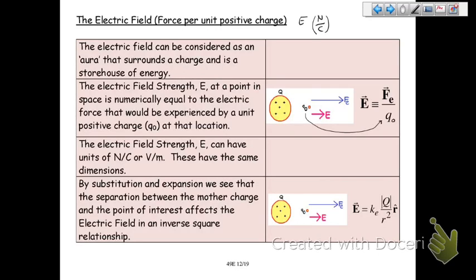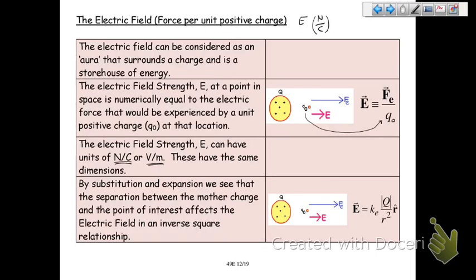The electric field strength, E, can have units of newtons per coulomb. It can also have, and we'll get to this later, volts per meter, but it's a good idea to know that from the outset. So 60 volts per meter is a measure of electric field strength, just as 60 newtons per coulomb. And 60 volts per meter is 60 newtons per coulomb. That's interesting. By substitution and expansion, we see that the separation between the mother charge and the point of interest affects the electric field in an inverse square relationship.